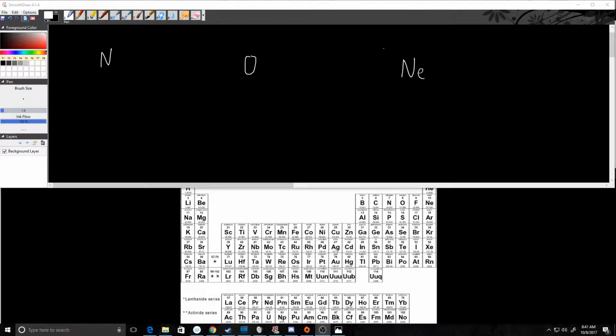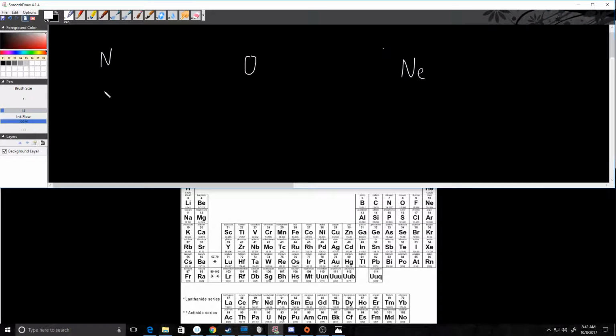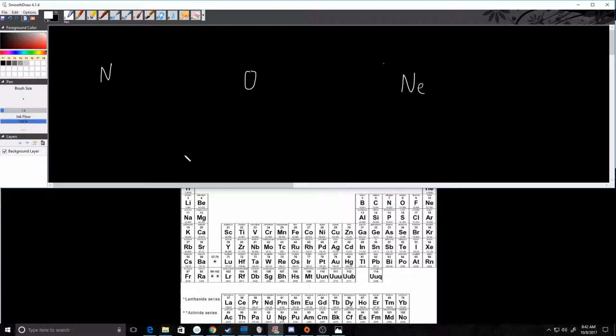Just like we did with ionic bonding, the first thing we did was figure out how to determine the charge on an atom. For the covalent bonding stuff, the first thing we're going to do is try to figure out how many covalent bonds these things are going to form. So I have three elements up there: nitrogen right here, oxygen here, and neon right here. I believe this is a review of something you've done probably in middle school or at least in physical science.